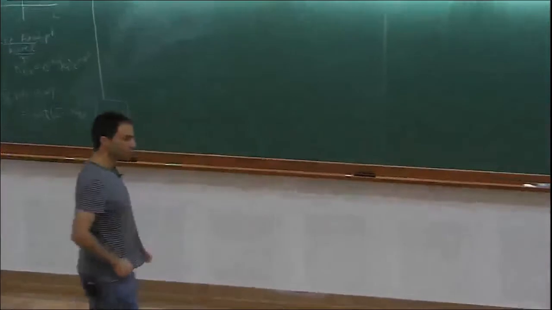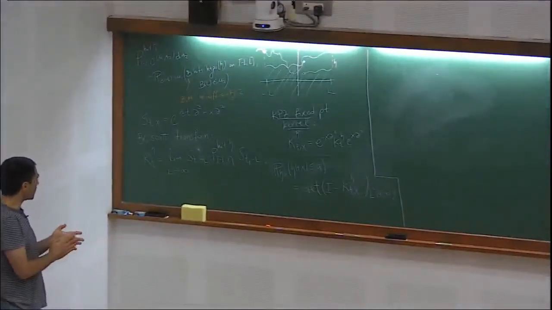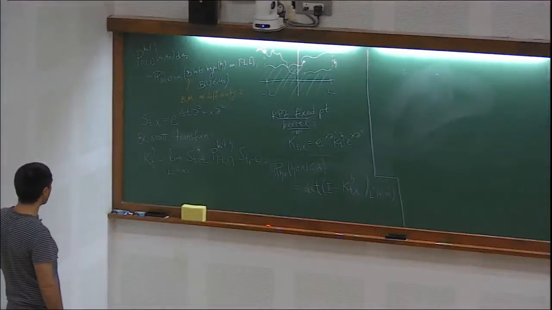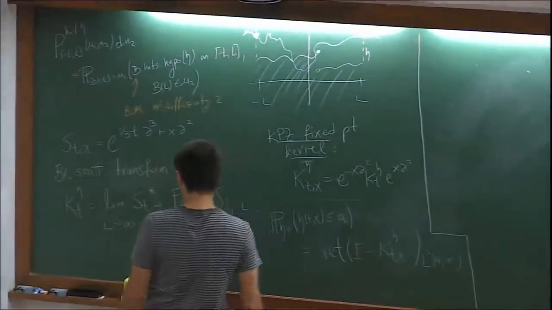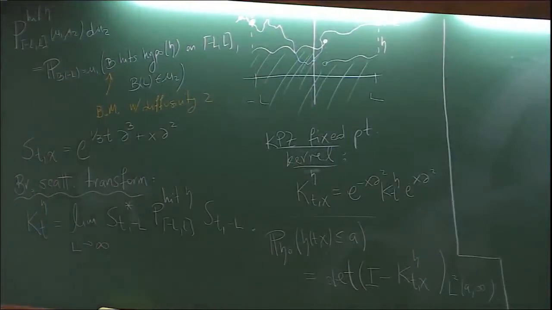Okay, so I wrote down here a very brief reminder of what I was talking about yesterday. So let me say it very quickly. The whole point was that I defined this thing I called the Brownian scattering transform. And it was defined as follows.